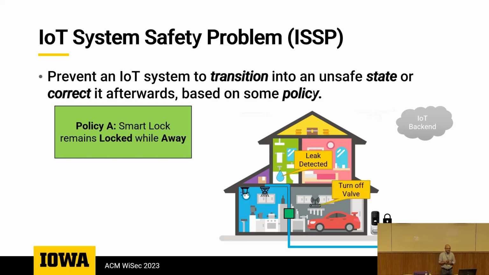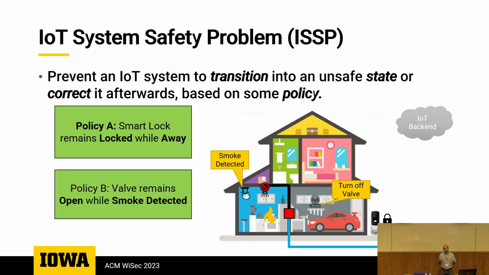The leak was detected, and you switch off the water valve, okay? But whenever there is a fire, you wrote that smoke is detected, and you wrote a policy that the valve remains open while smoke is detected, okay? So in that case, what you do is you take a corrective action and switch on the valve. Now, if you have worked on access control, this is essentially what is known as user obligation, system obligation, that the system takes corrective action to fix the system's bad state, okay? So that is the high-level idea.